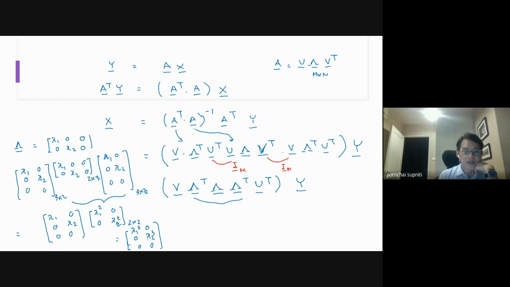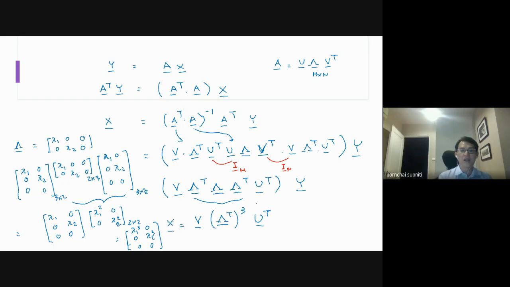Because of this, in this case you can write it as lambda transpose and then cubed, because when you take the power, each element is just taken to the power. I don't know whether I should write it like this. Generally, we write powers for square matrices, but okay, let's do it informally.